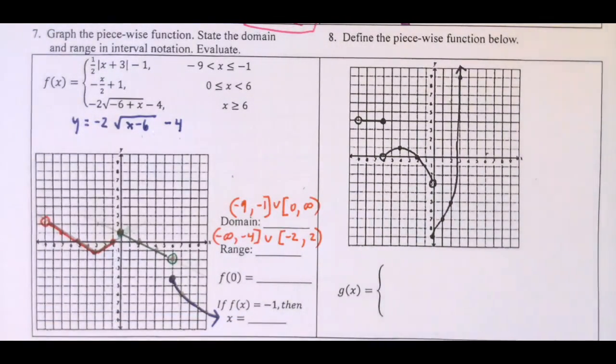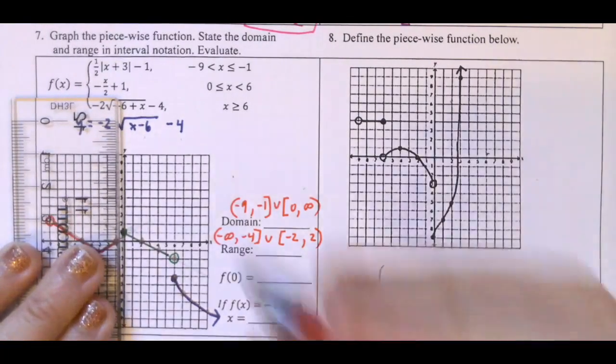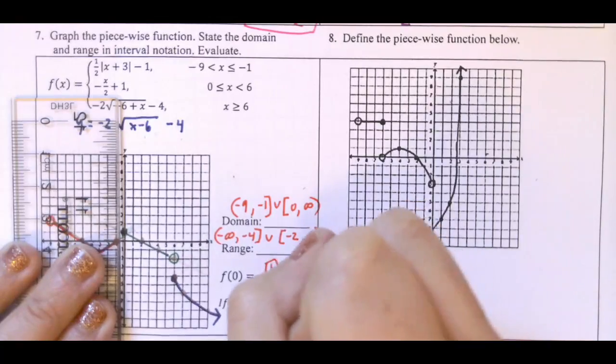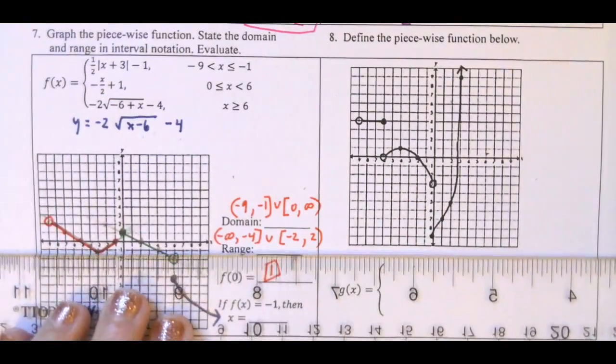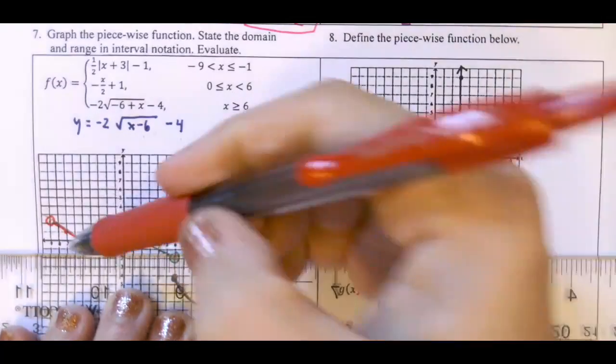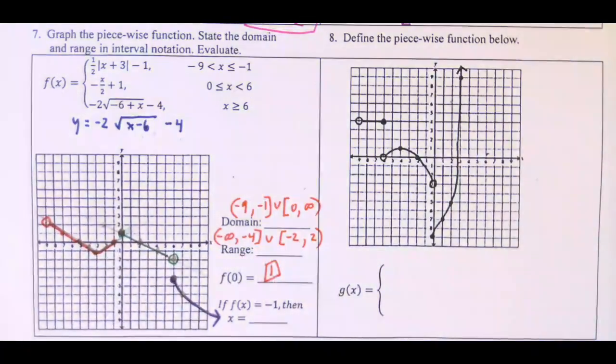Okay, f of 0. So what is the y value when x is 0? So I see that the y value is 1. And if y is negative 1, so if I go like that, what is the x value? So negative 3, also positive 4.